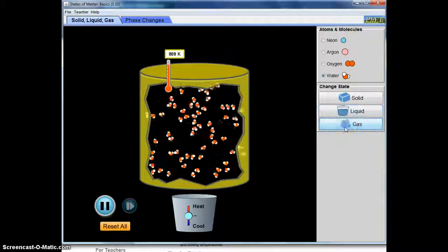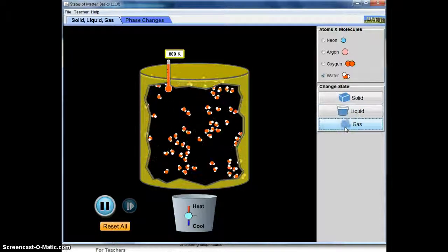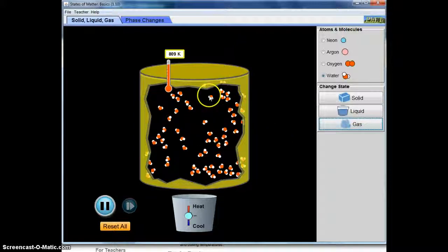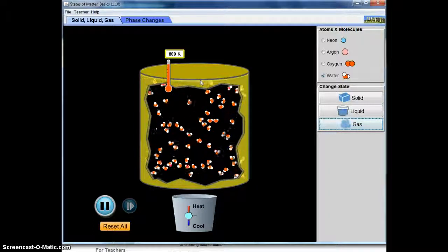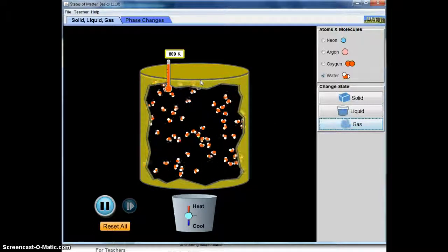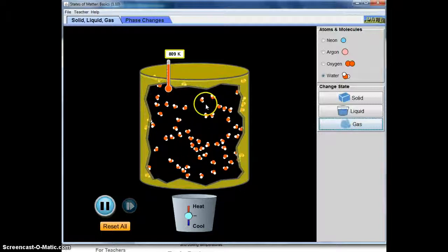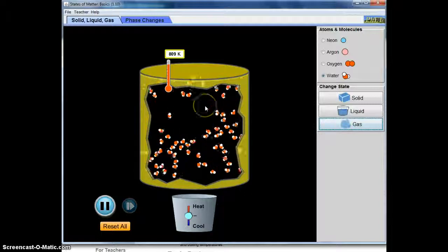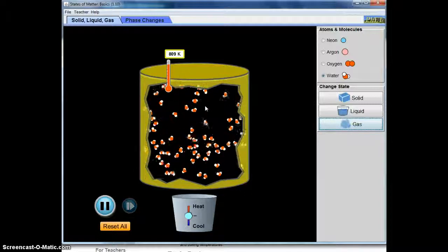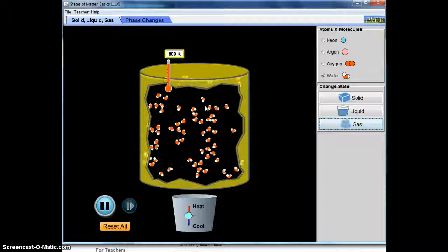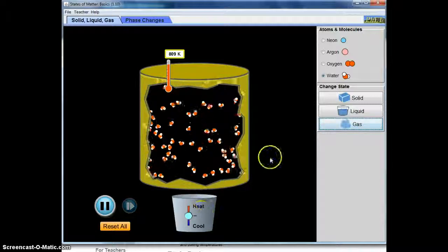And then finally, as a gas. You can see that they're just moving freely, bumping into the sides of the container, trying to get as much space as they can, right? Trying to escape the container, just trying to move because it's so full of energy.